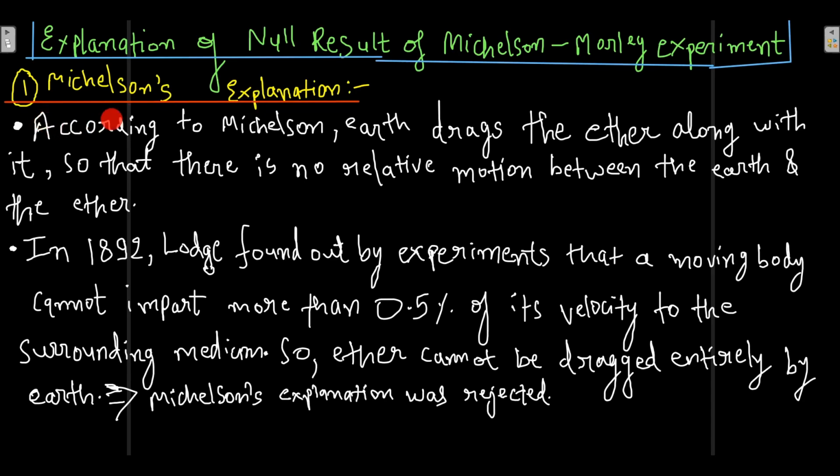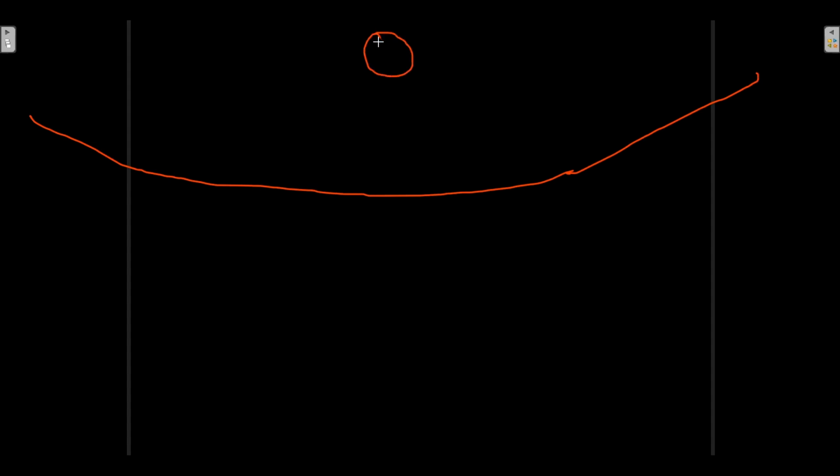Let us have a look. According to Michelson, earth drags the ether along with it. What Michelson was saying is that this is the orbit of the earth around the sun. In the center there is the sun, and over here there is the earth, and this is the elliptical orbit of the earth around the sun.